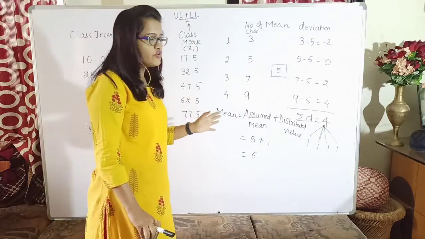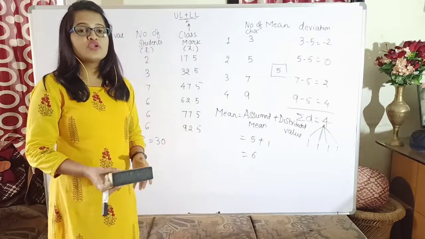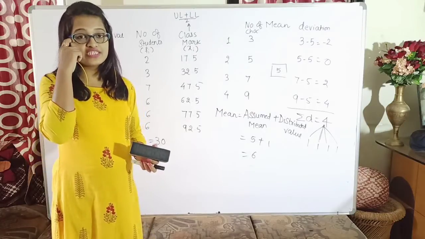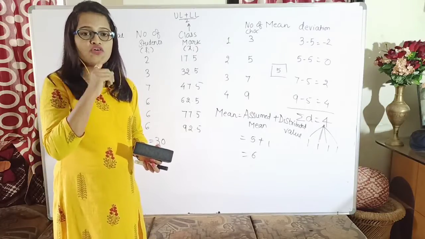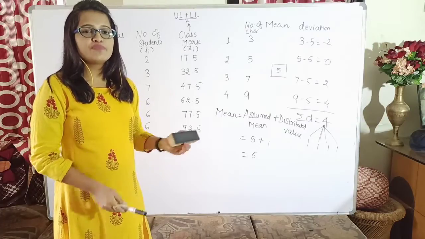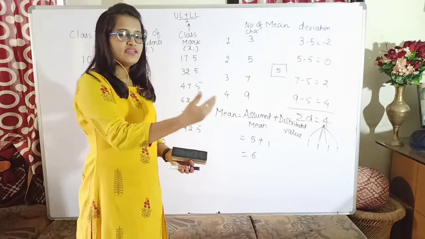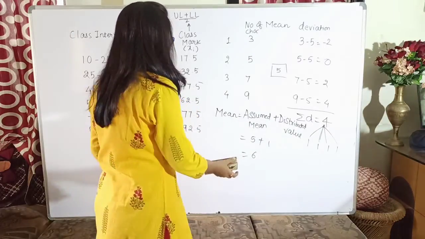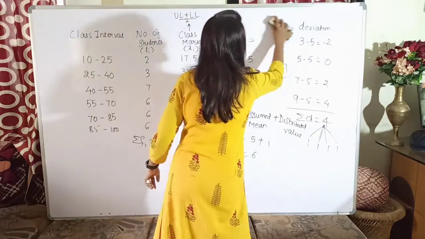Okay, so I hope now you understand what we are going to do. We are going to assume any value as the mean, then find the respective deviations of the observations with respect to the assumed mean, and then we will find the final mean as the assumed mean plus the distributed value. So let us come back to our example.